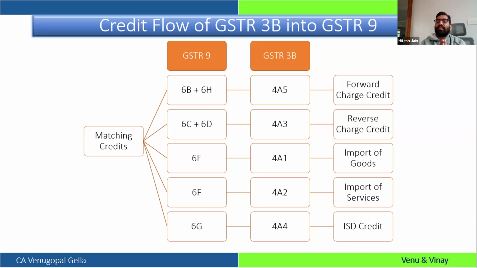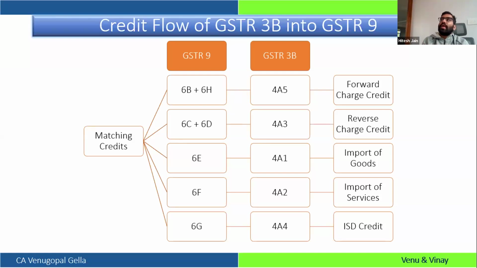So all the forward charge credit which we are availing in our monthly returns in GSTR-3B comes as part of 4A5. Now when it comes to GSTR-9, in table 6A, the auto-populated figure comes. In that auto-populated figure, both my forward charge and reverse charge ITC are included. Accordingly, GSTR-9 demands at my end to bifurcate such ITC into input, input service and capital goods with regard to both forward charge and reverse charge.